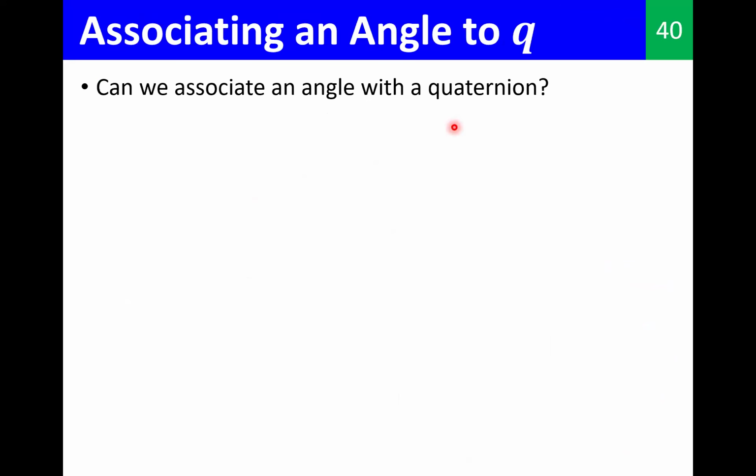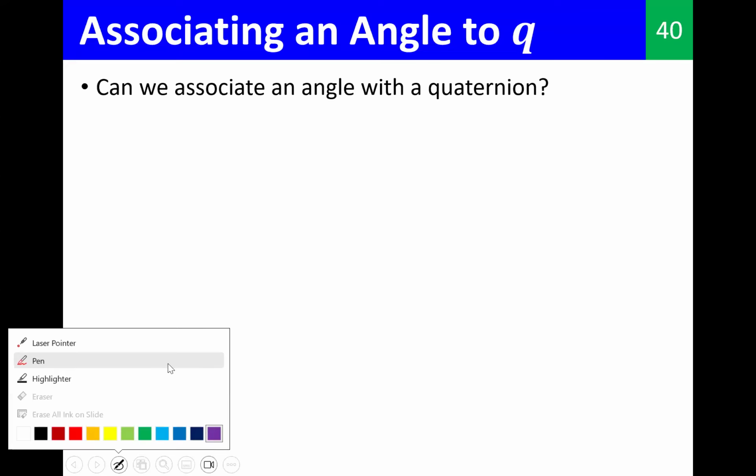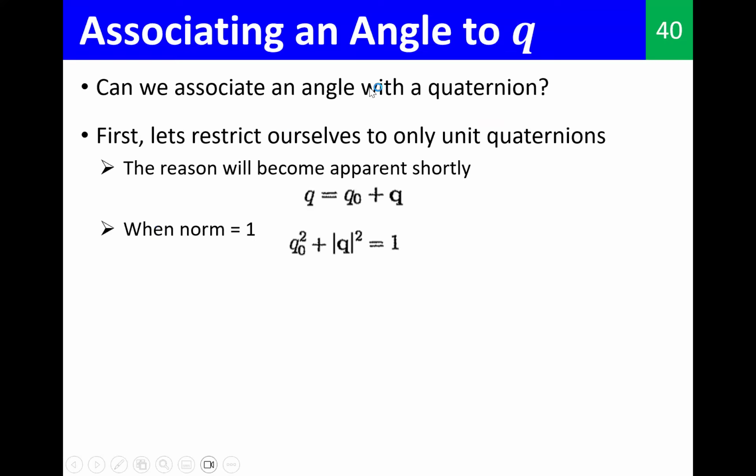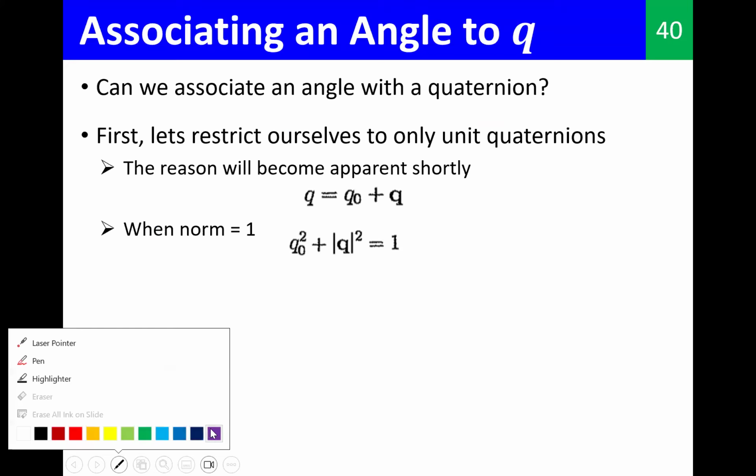can we associate an angle with a quaternion? Otherwise, it's confusing for us, right? If we don't know a certain angle associated with the quaternion, we don't know how much our vector is going to get rotated, right? So let's see whether we can associate an angle to the quaternion now. Again, we are talking about unit quaternions.